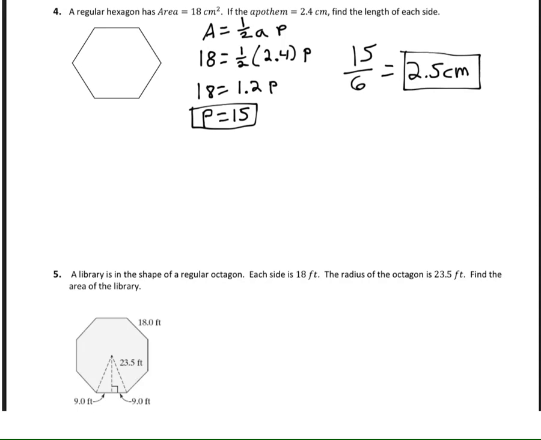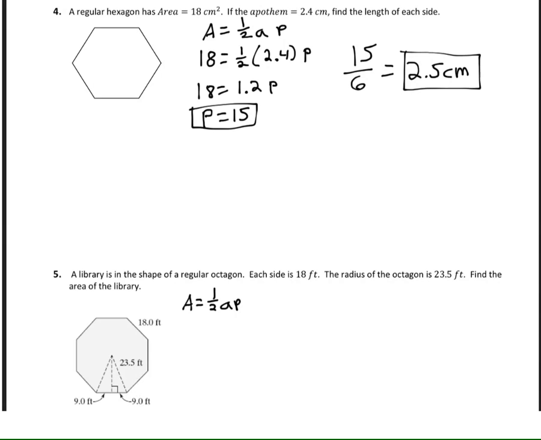Alright, and lastly on number 5, it says a library is in the shape of a regular octagon. Each side is 18 feet. The radius of the octagon is 23.5 feet. We need to find the area of the library. First off, everything in this problem is based off of the area of a regular polygon, which we know is 1/2 the apothem times the perimeter.